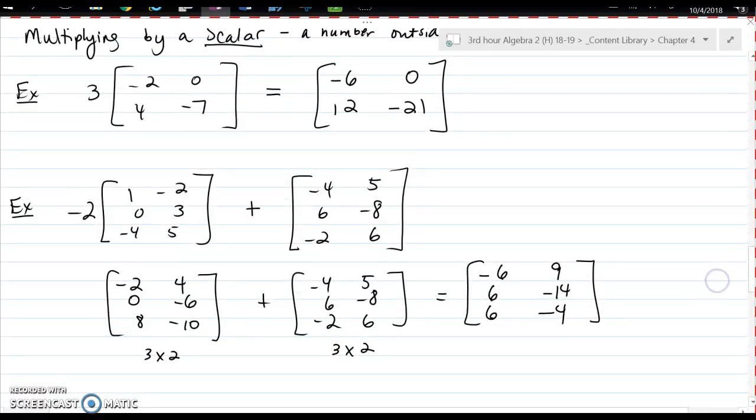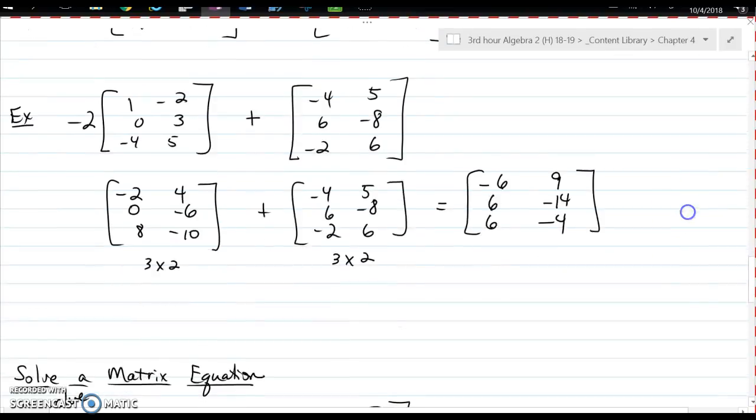Okay, so we want to remember when we do matrix math, order of operations apply. We multiply before we add and subtract, okay? And if we have grouping symbols like parentheses, we still apply that for order of operations also.